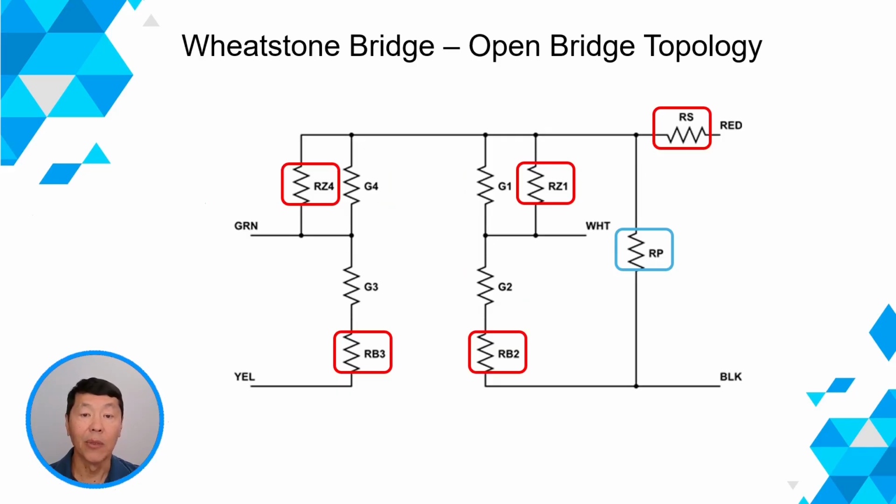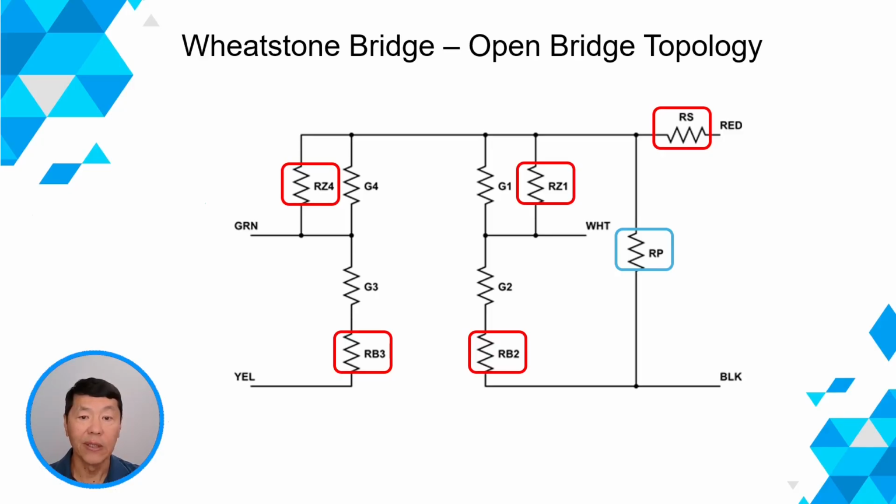Here are the Temp Comp resistors RS, RZ1, RZ4, RB2, and RB3. These were previously discussed in another video. Recall that we only need some combination of RZ1 or RZ4 and RB2 or RB3 to compensate the bridge.